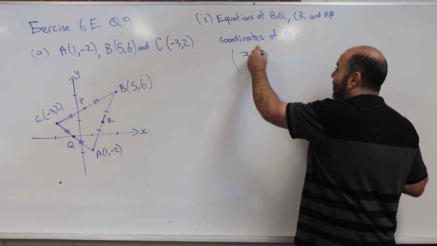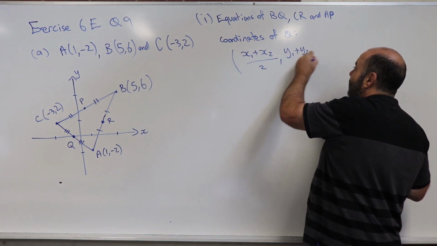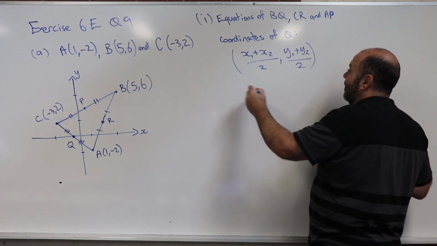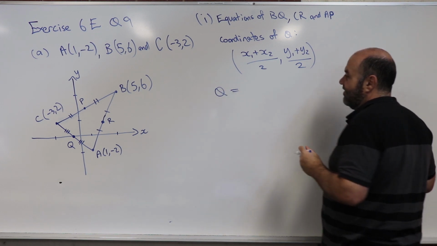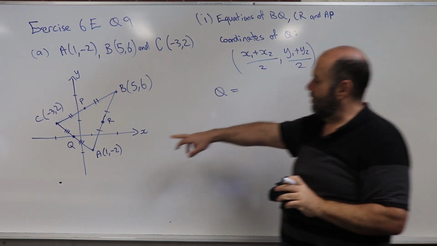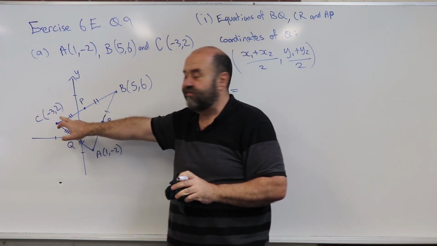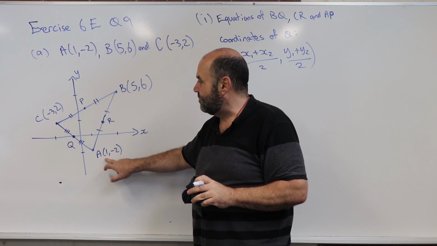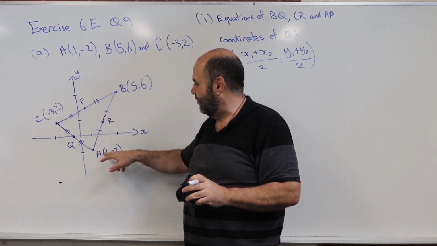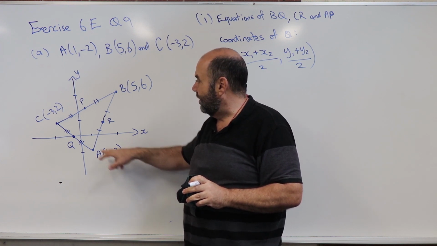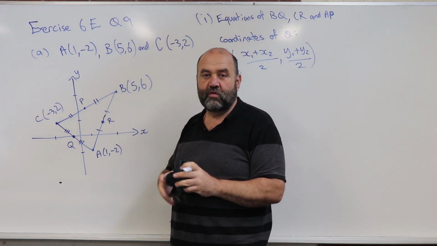The midpoint formula says x1 plus x2 on 2, y1 plus y2 on 2. Okay, so we're finding the point Q. So Q is equal to the average of these x values and the average of these y values here. So the average of negative 3 and 1, and the average of 2 and, sorry, I got that around the wrong way, the average of 2 and negative 2 there. Okay, so average of the x values, average of the y values.